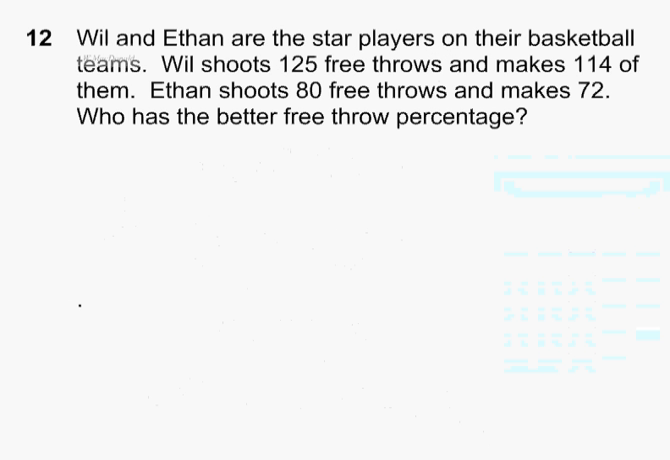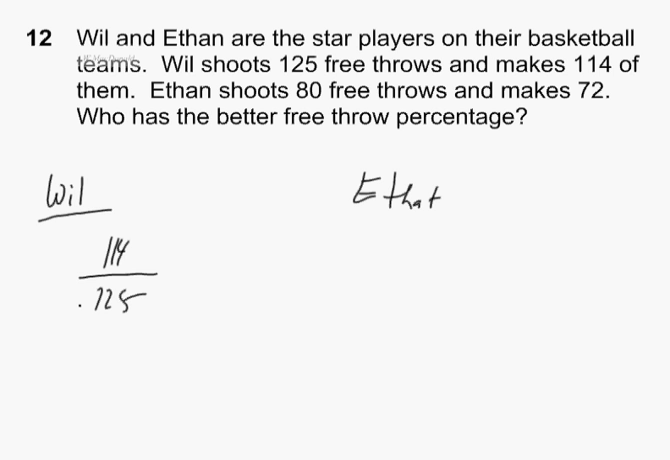Question 12 says, Will and Ethan are the star players on their basketball teams. Will shoots 125 free throws and makes 114 of them. So as a fraction, Will would make 114 out of 125. Ethan makes 72 out of 80 free throws.